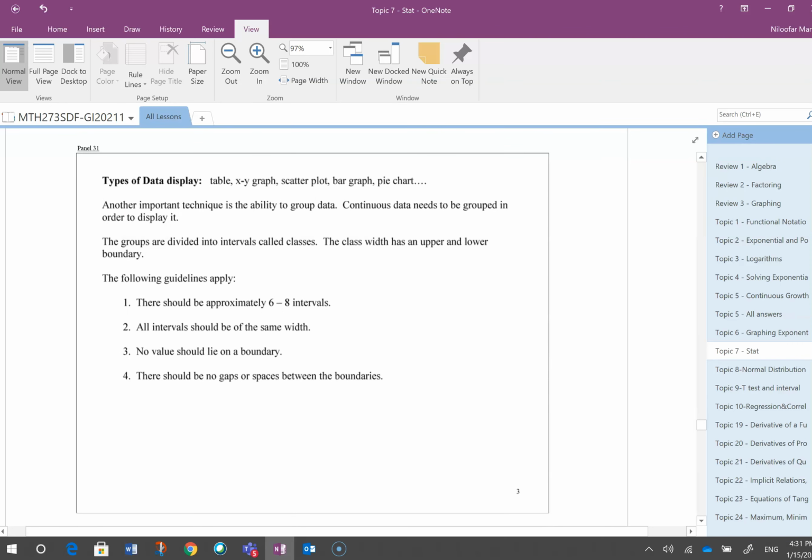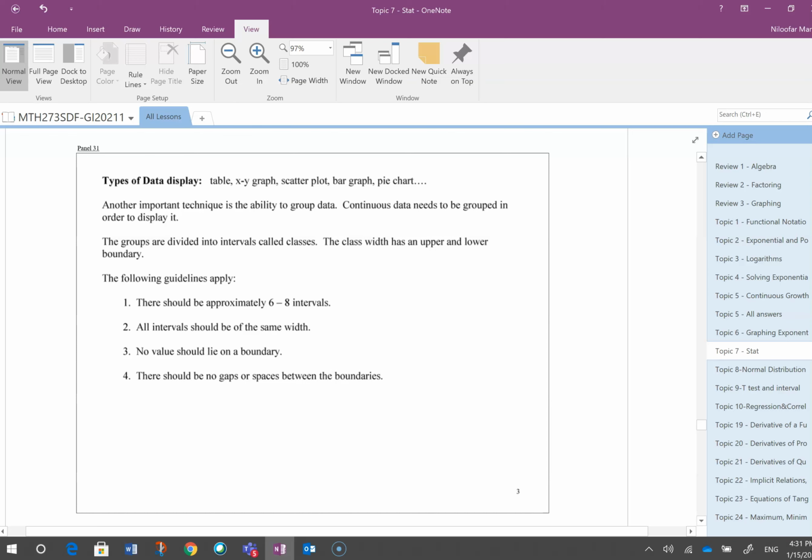Let's say I give you, for example, 30 data of all the grades in my class, and we want to do some research about it. The ability to group the data is one important technique in statistics.